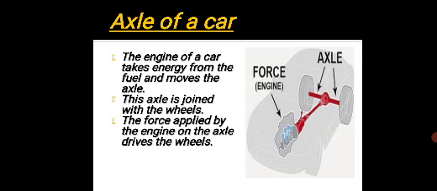Axle of a car. The engine of a car takes energy from the fuel and moves the axle. Look at this picture. Here the engine is applying a force. It is working as a supply of force due to the movement of the fuel in the engine. The axle is joined with the wheel and the force applied by the engine on the axle drives the wheel.